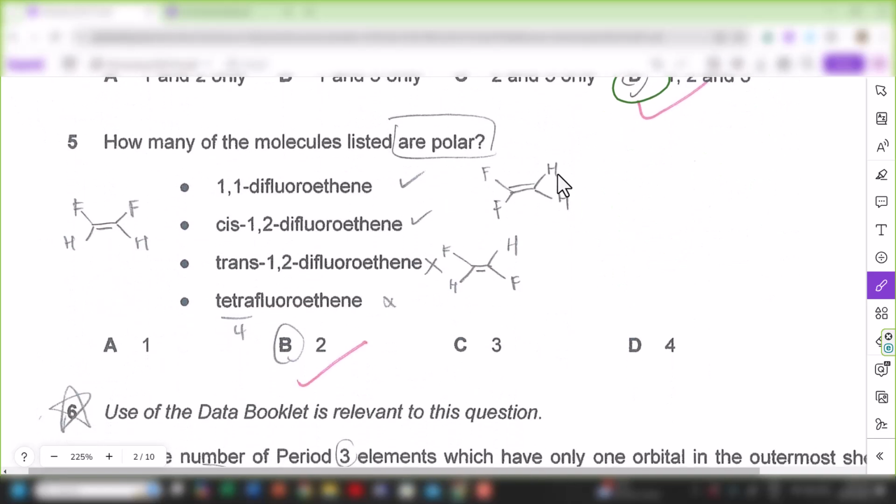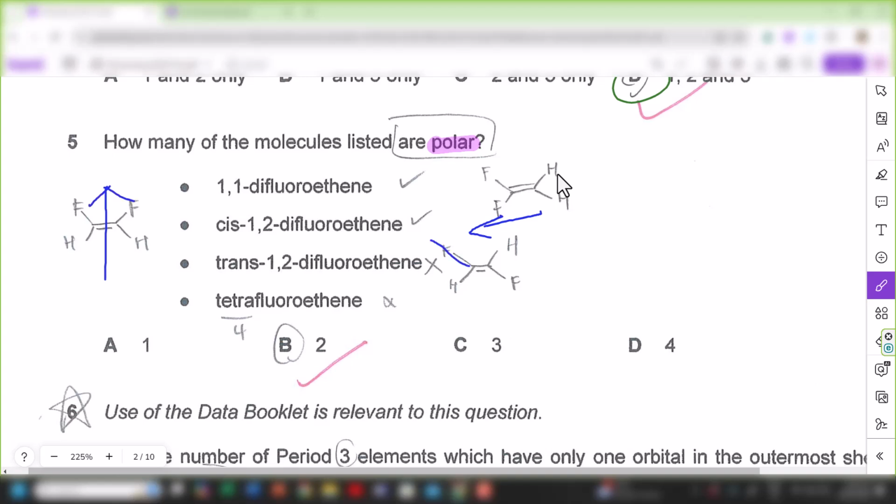Question 5. How many of the molecules listed are polar? So the keyword is polar. Let's look at the polar bonds and whether there's a net dipole. So 1,1-difluoroethene, the student drew it out here. Am I expecting a net dipole? Yes, probably in this direction. The cis isomer, the student drew it here, so probably in this direction. So there's a net dipole.